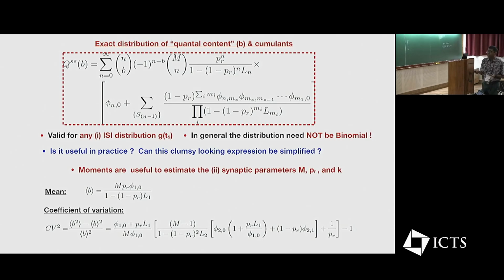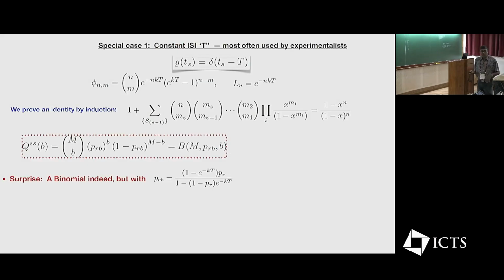So here are the first two moments, and as you can understand, if experimentally somebody knows the mean, let's say the CV squared or the variance and the skewness and so on, then these parameters M, PR and K, which are hidden within these Λ's and the φ's, can be figured out. So now we will move to special cases.